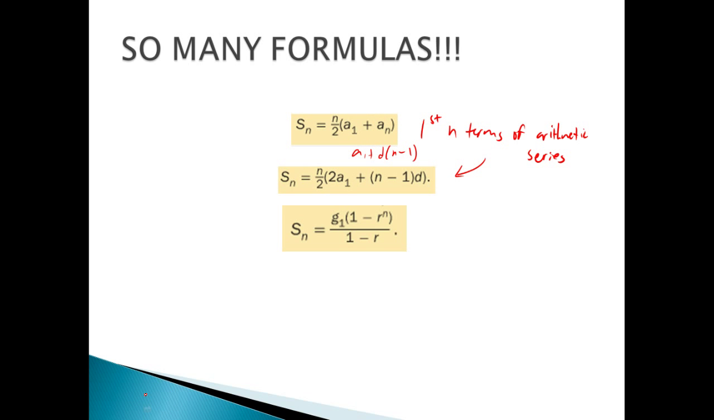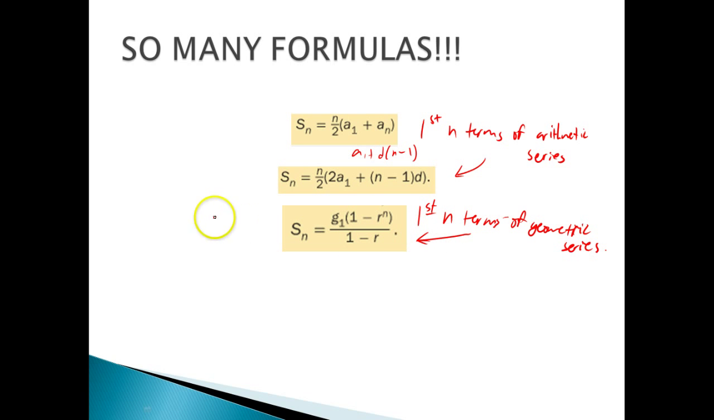Next one is the sum for the first n terms of the geometric series. And so for this one, what you need to know is you need to know the first term, and you need to know the rate. And then you have to know how many terms you're summing up. All right, so that's how that one works.